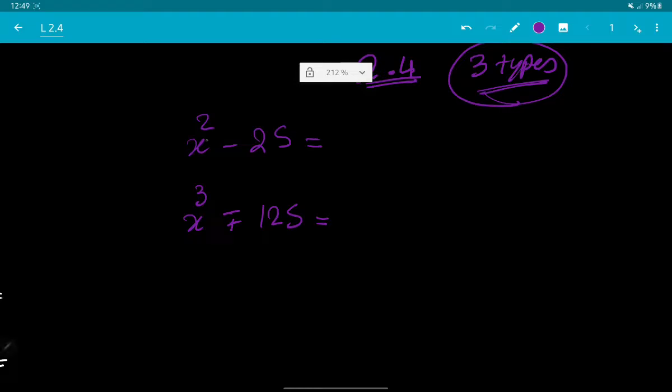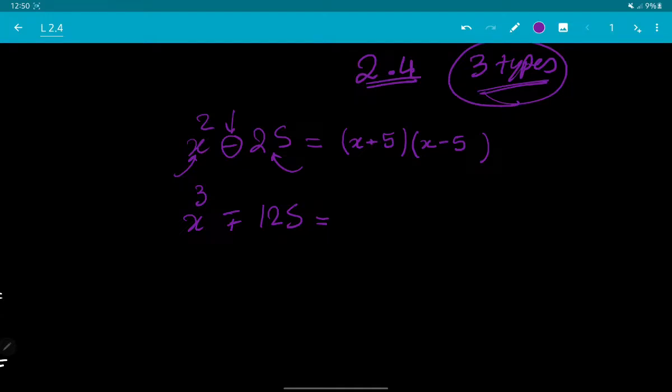The first one here, x squared minus 25, this is difference between two squares. We can open two brackets and write the square root of each one. X squared is x multiplied by x, 25 is 5 multiplied by 5, and the signs to get negative, this will be positive and this is negative, or vice versa. You can change the order of the sign. This could be negative and this is positive. Okay, this is the first type.